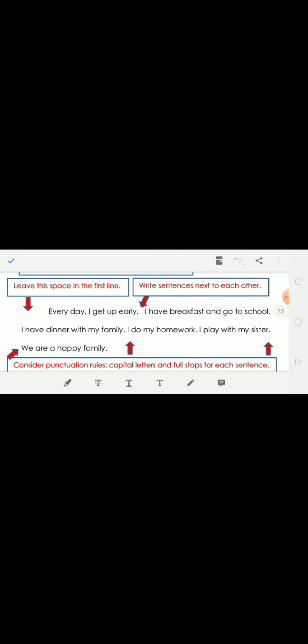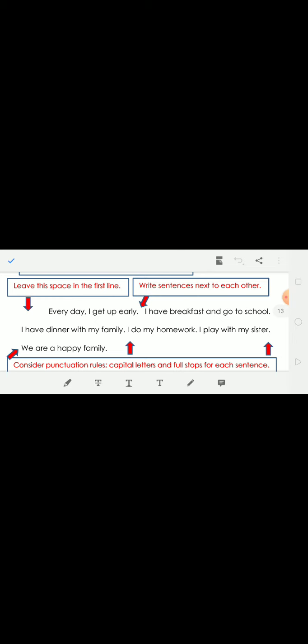Let's read it together. Get ready. Every day I get up early. I have breakfast and go to school. I have dinner with my family. I do my homework. I play with my sister. We are a happy family.